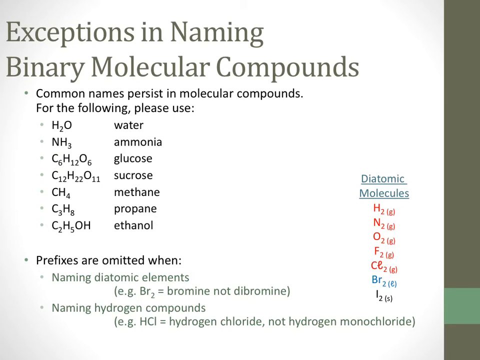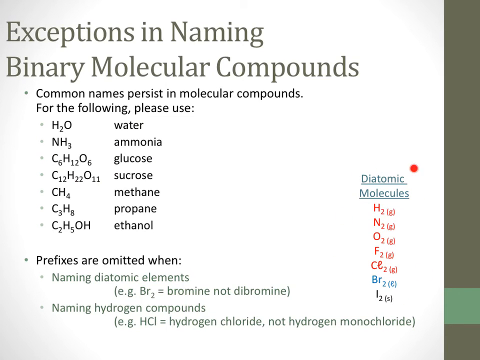Some organic compounds you need to know the name of are methane, propane, and ethanol. And again, more information about these nomenclature rules will come to you in grade 12 when you're learning organic nomenclature. There are some diatomic molecules that you need to be aware of.